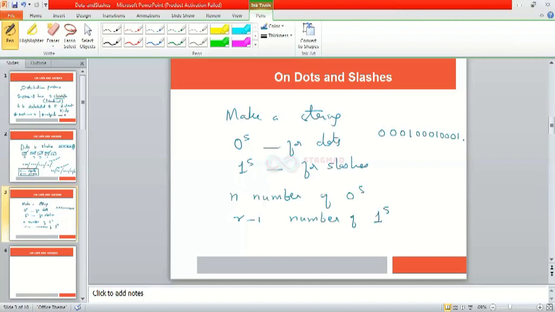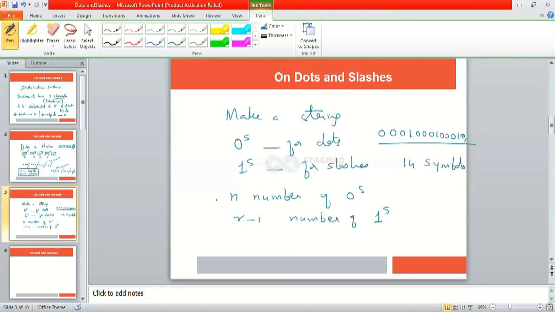One more, that one last dot is mentioned. So this is a string of 10 zeros, and did I make a mistake? Yeah, there should be one here. There should be one here. So this is 10 zeros and 4 ones, right? So basically you have 14 symbols.